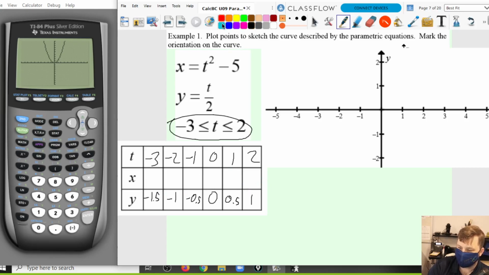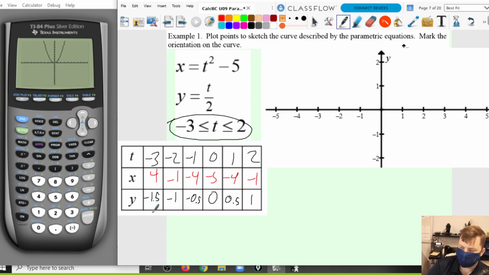Now let's try the x values. It's t squared minus 5, so it'll be 9 minus 5, so it's 4. This will be 4 minus 5, so -1. This will be 1 minus 5, -4. It'll be just -5. This will be -4. And this will be -1.